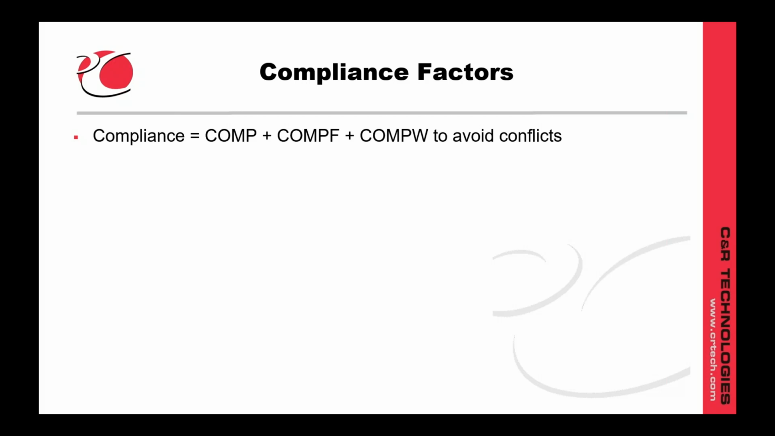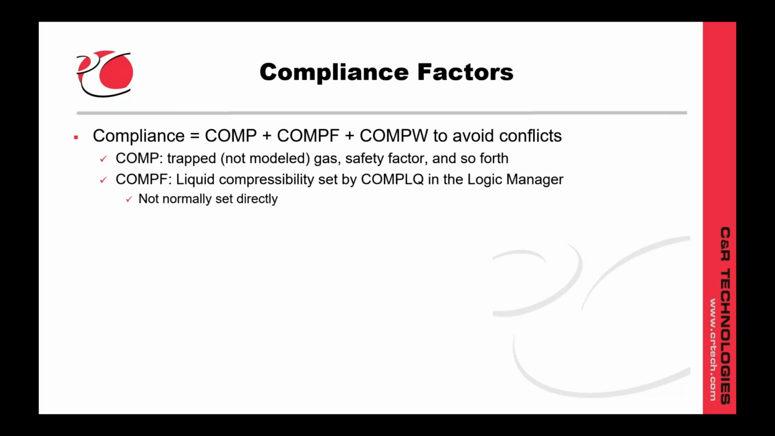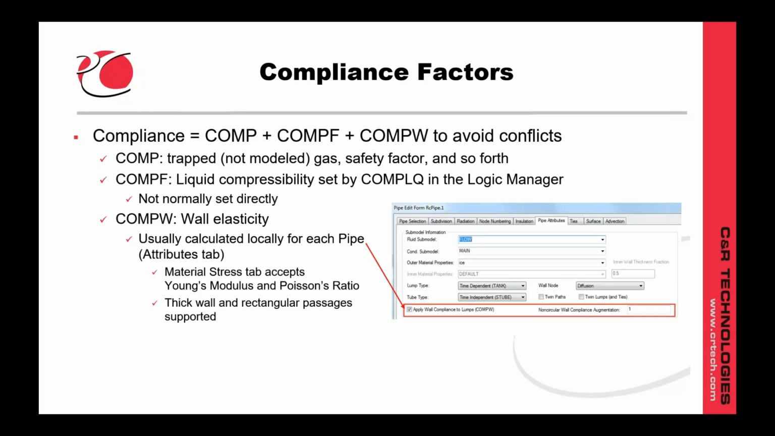Earlier, I mentioned a new wall elasticity option. This came about through expansions that we made in the area of compliance factors. We've separated compliances based on the various causes. So these causes are basically trapped gases, safety factors, and so forth. Fluid compressibility, which is set by CompLic in the logic manager and applies to the entire model. And wall elasticity, which can now vary from pipe to pipe. These three components will now make up the total compliance of a lump.